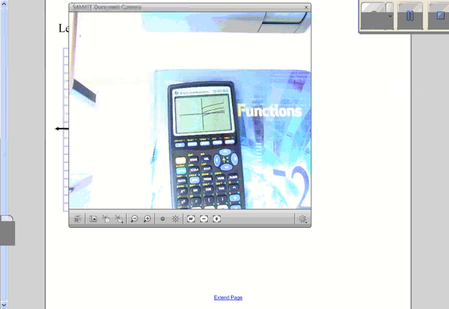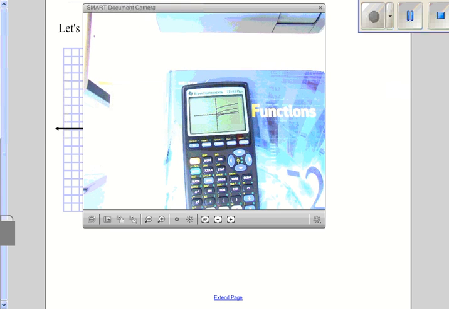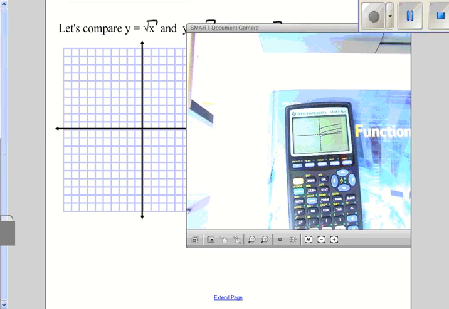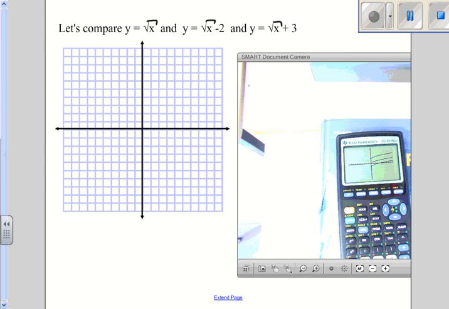If I can shift this over. Come on. There. Be really great as well to have a copy of this. You have the square root of x up in the classroom as a cheat sheet. Square root of x is like the opposite of a parabola.